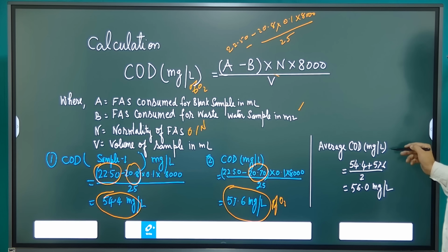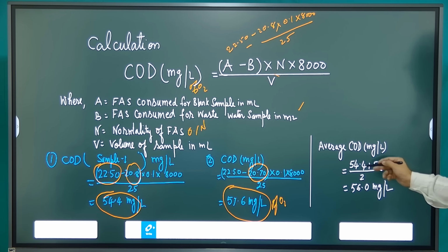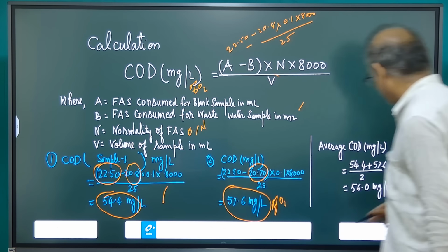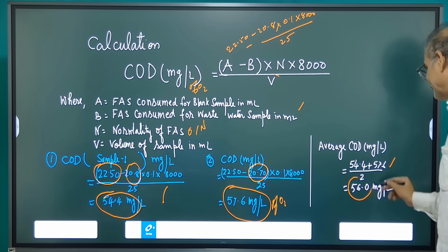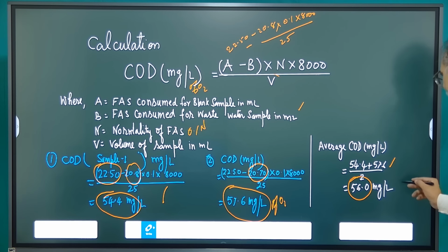So average COD in milligram per liter: 54.4 plus 57.6 divided by 2 is 56.0 milligram per liter of oxygen.